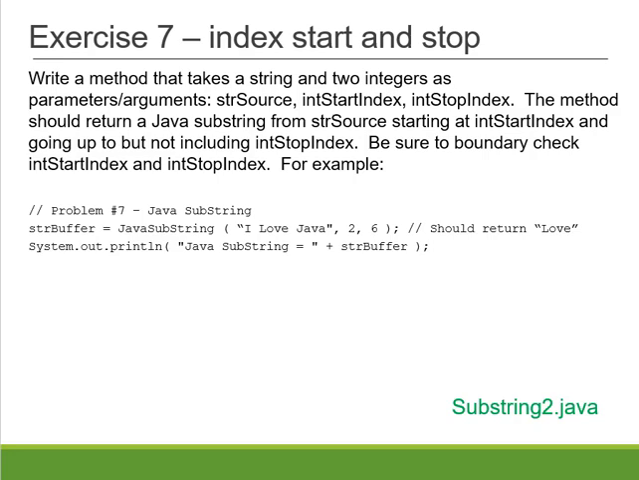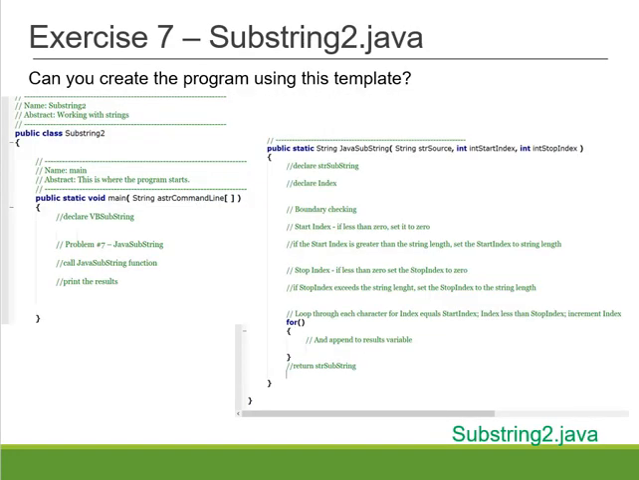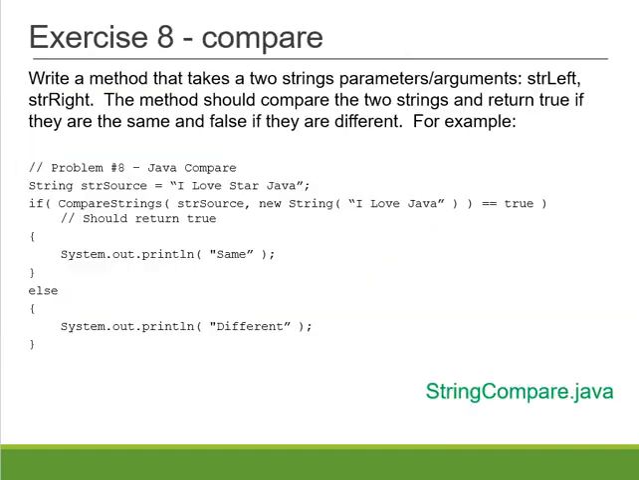Exercise 7. Create another method called Java substring that receives a string, a start index integer, and a stop index integer as parameters. This method will return a substring of the string parameter starting from the index parameter to the stop index parameter value. Be sure to do boundary checking for the start index and the stop index. Refer to the example on the screen. Use this template to create your program. Be sure to include boundary checking in the method.